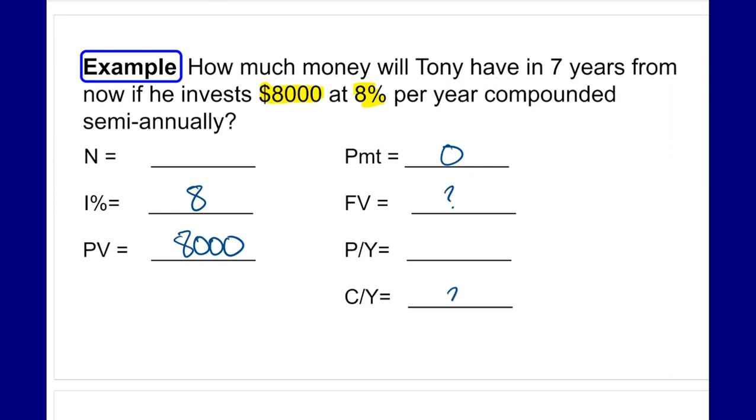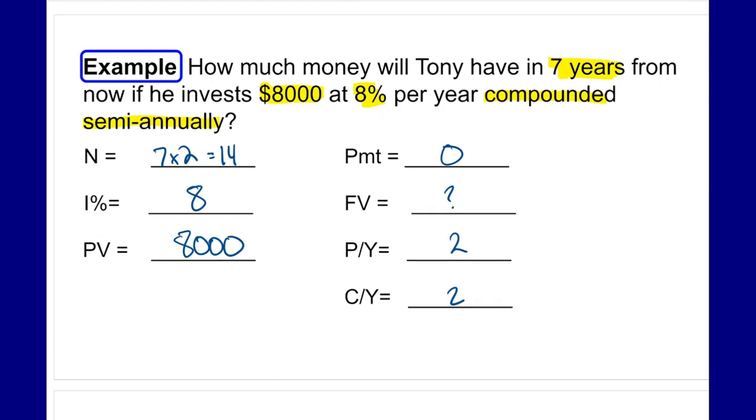It's compounded semi-annually, so that's twice a year. PY, we can just put 2 down as well. Not that it matters because the PMT is 0, so we're not adding anything. And then the N value is 7 years times twice a year equals 14, right? Because it's going to be for a 7-year period, or 7 years from now.